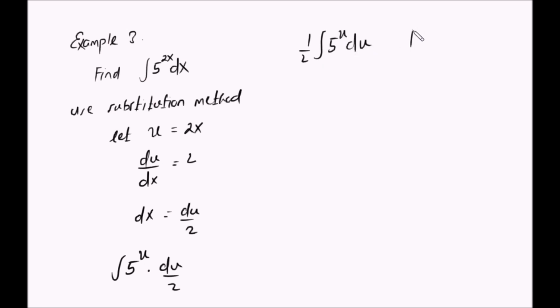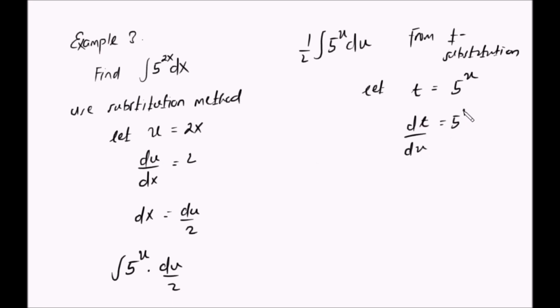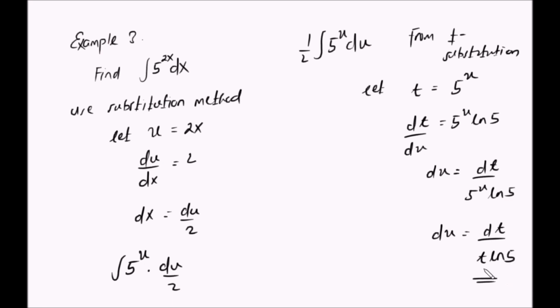So I'm going to use two substitutions now. I'm going to use t substitution. The previous one was u substitution, this is t substitution. Let t equal 5 to the power u. So my dt du is 5 to the power u ln 5. If I make du the subject, it becomes dt over 5 to the power u ln 5. So du is dt over, remember 5 to the power u we have called t, so t ln 5.